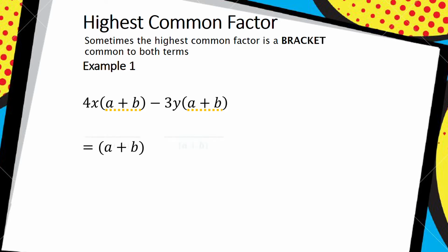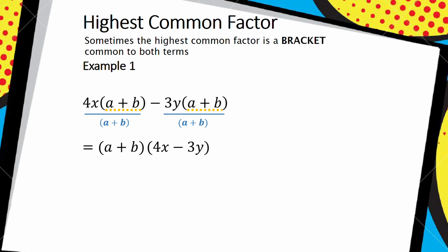Then, if I divide through by (a + b), which is my highest common factor, those two brackets will cancel, and I'm just left with 4x. And then those two brackets will cancel, and I'm left with minus 3y. So what am I left with in my first term? 4x. What am I left with in my second term? Minus 3y. And that's my answer.